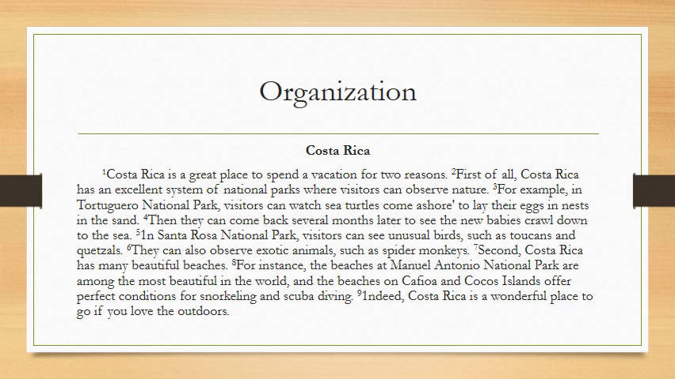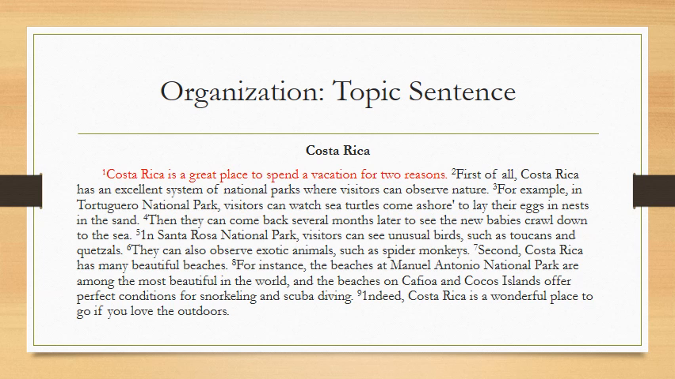So let's go ahead. I asked you to answer a number of questions on this paragraph, and let's go over the answers to these. So to start off, the first question was, what's the topic sentence? And the topic sentence is, Costa Rica is a great place to spend a vacation for two reasons. Now, this topic sentence doesn't tell us what the two reasons are, but it does state that there are two reasons. This structure of a topic sentence is a good one to use for this type of paragraph.